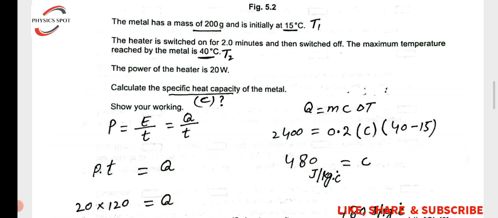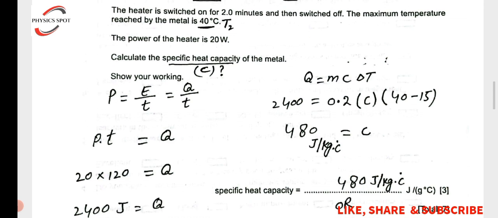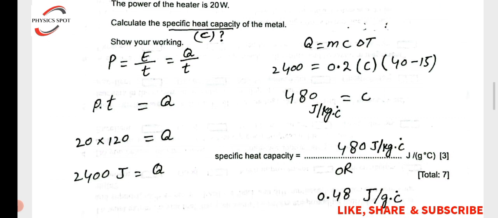Work means energy, heat energy here. Energy is represented by Q, and divided by T in the formula. So Q will be equal to P dot T by cross multiplying. So Q is equal to P dot T. Power is 20 and time is 2 minutes, which means 120 seconds. Okay, so heat energy will be 2400 joule and Q is equal to mc del T.